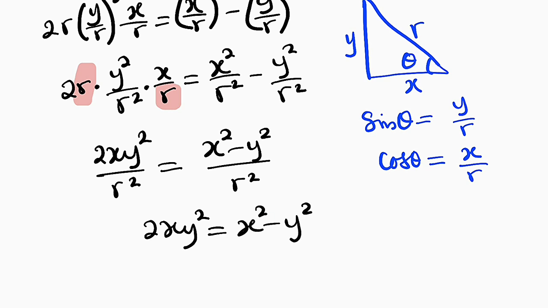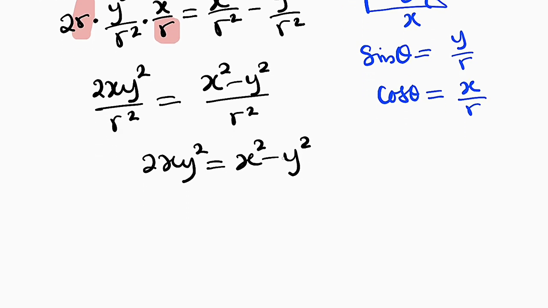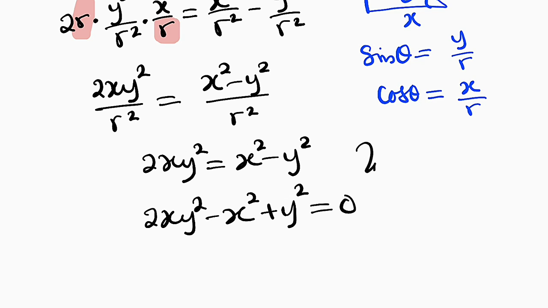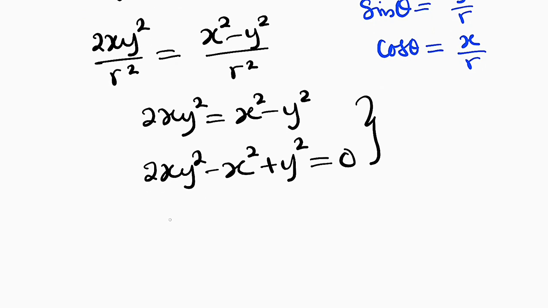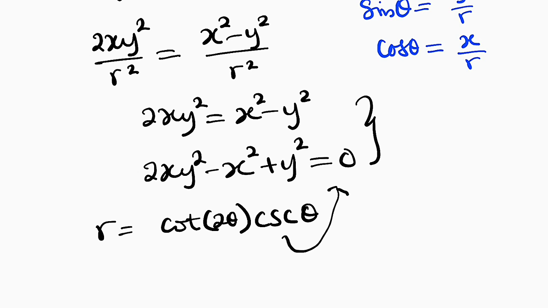So this is our equation in rectangular form. Unless you want to write everything to one side, you can take x squared and y squared to the left. So we have 2x y squared minus x squared plus y squared equal to 0. These two are all the same. And hence, this equation is equivalent to cotangent of 2 theta multiplied by cosecant of theta. So from this, we are able to convert it back to this.